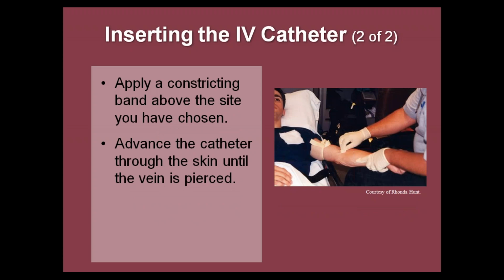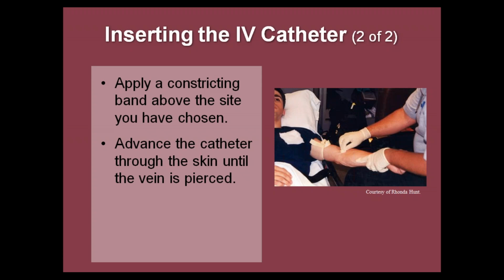So there's different ways of getting through some of that. Applying the constricting band, or we call them tourniquets: you want to apply it above the site where you're going to start your IV. It's going to help build up the pressure in that vein, cause some back pressure to help pop that vein up so that you can see it better, and it's going to be easier to push that needle into the vein.